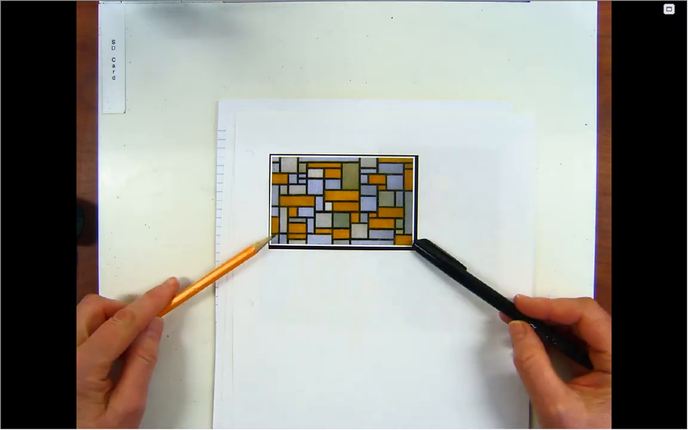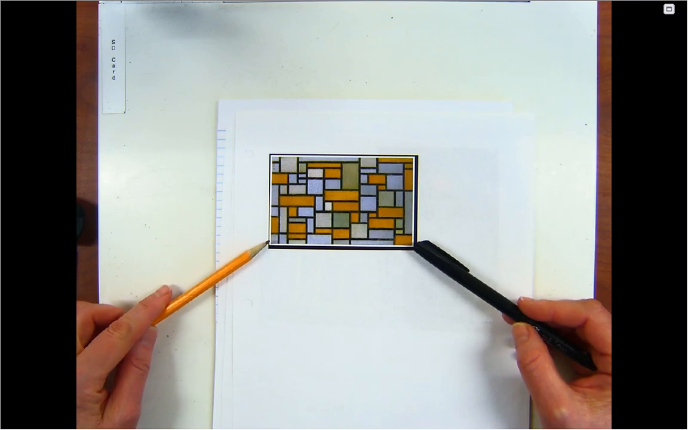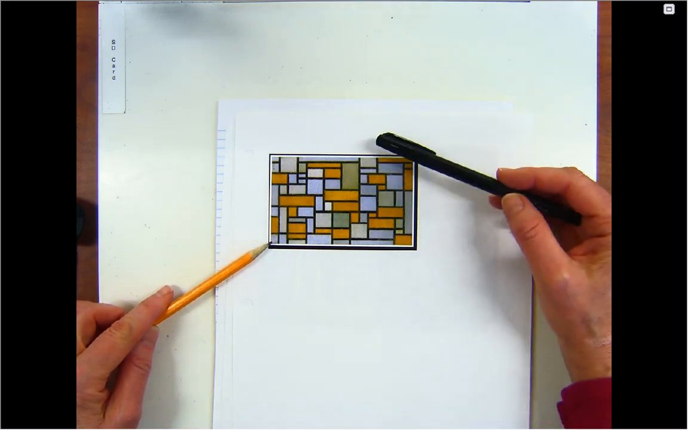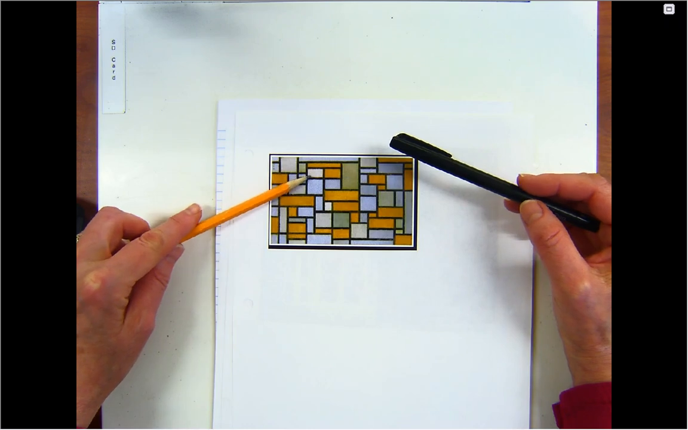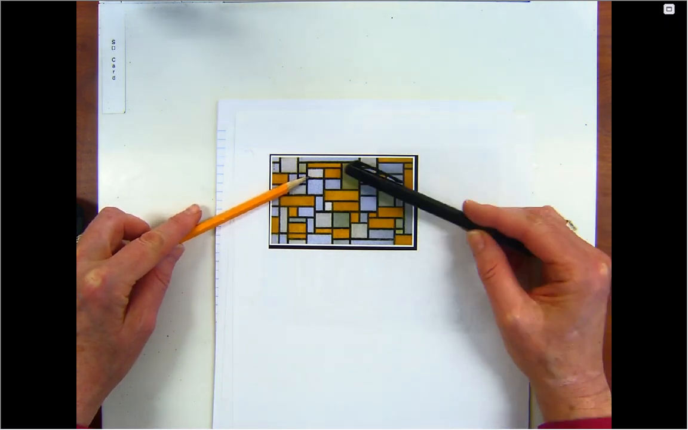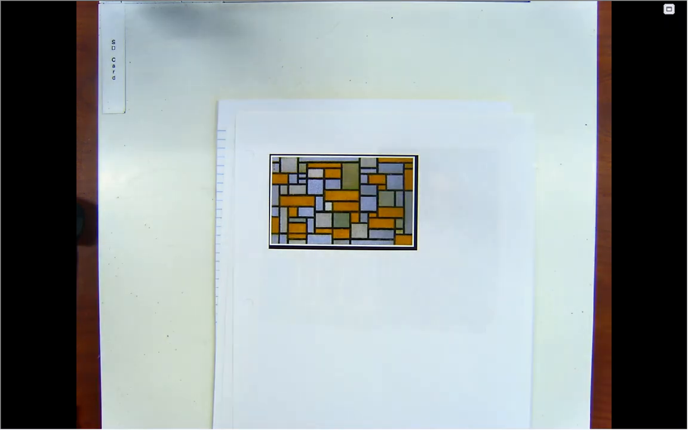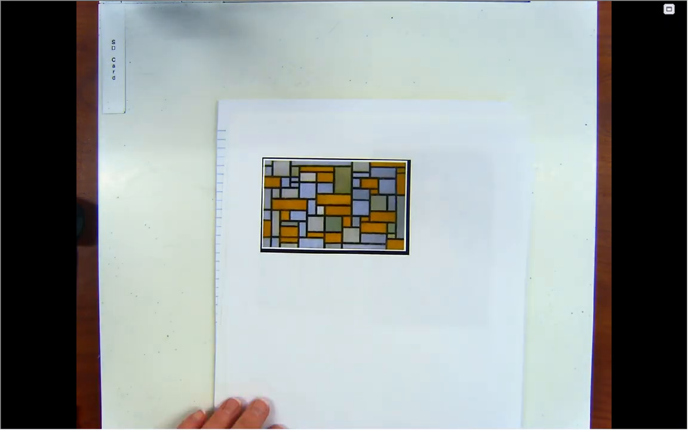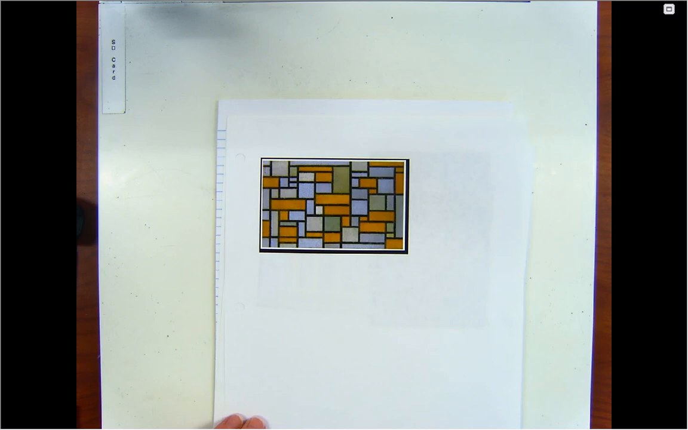Did anybody find a golden rectangle in this? Which one was golden? Two down from the top is the white square next to the orange square. They're almost identical, and they are the golden rectangle. This is a golden rectangle, and this one too? Yep. Oh, interesting. Okay, good. Anybody find any more on that picture?